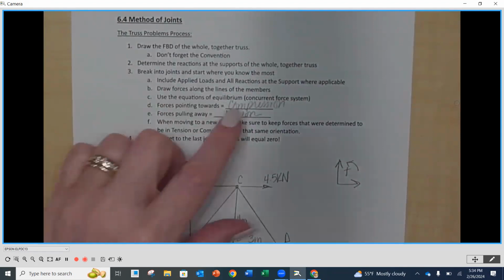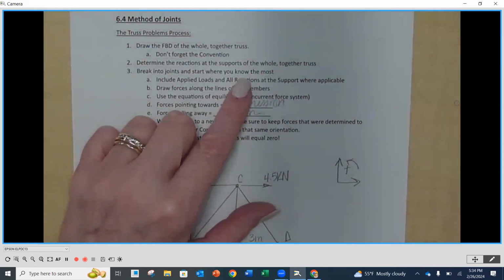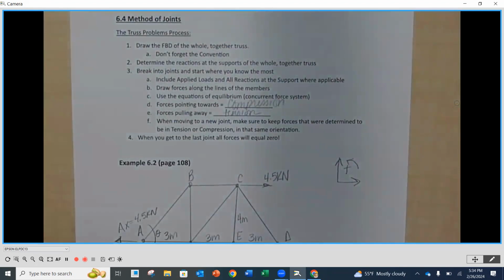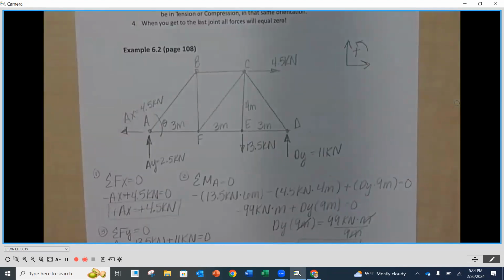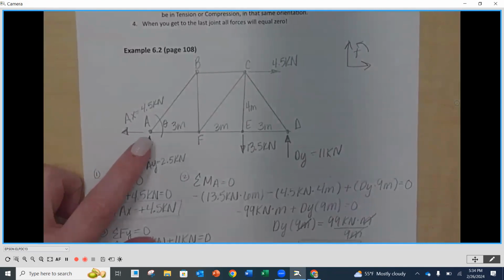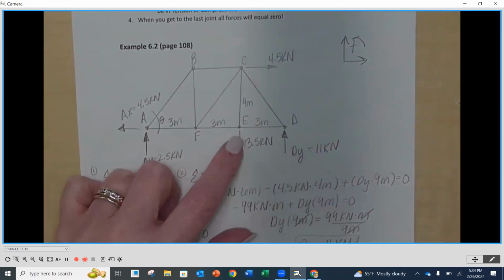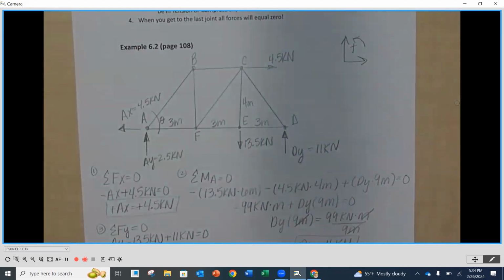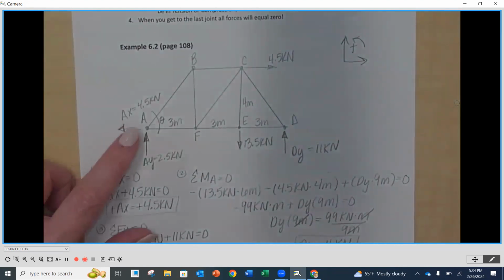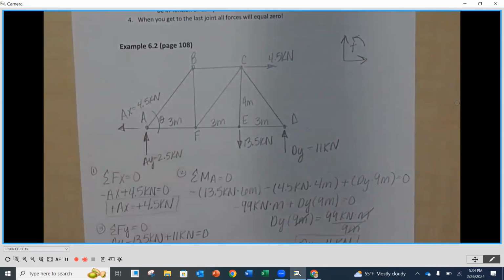Now it says here where you know the most information. As a new person looking at this, you're like, I don't know where I know the most information. I'm going to tell you, we know the most information at A or at D or at E or at C, because that's where we have some forces going on, okay? But the best place to really start is going to be at A. We're going to start there first, okay?